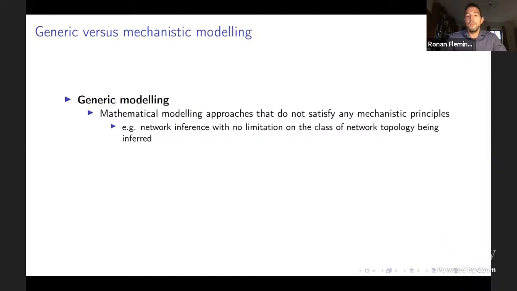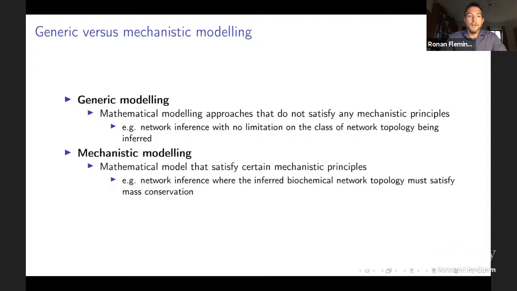So in biochemistry, or in modeling in general, you can consider two broad classes of modeling. What I would call generic modeling is mathematical modeling approaches that don't satisfy any mechanistic modeling principles a priori. So, for example, if you were trying to infer the network of a biochemical system, you might have no restrictions on the class of topology of the network you were going to infer. So, no restrictions that arise from, for example, mechanistic considerations like physical chemical laws or biochemical principles.